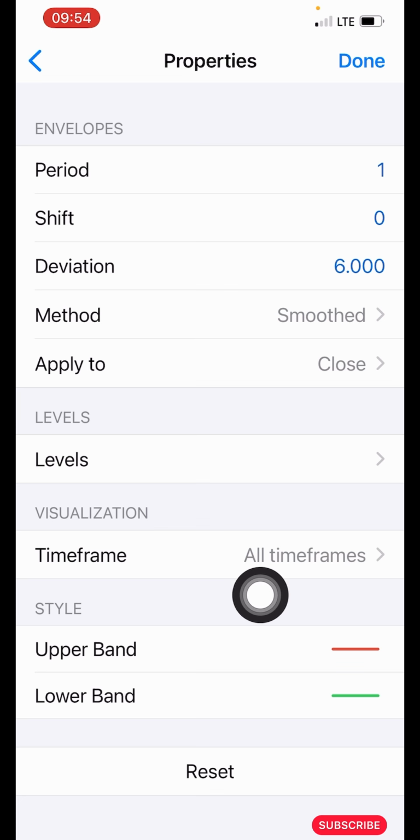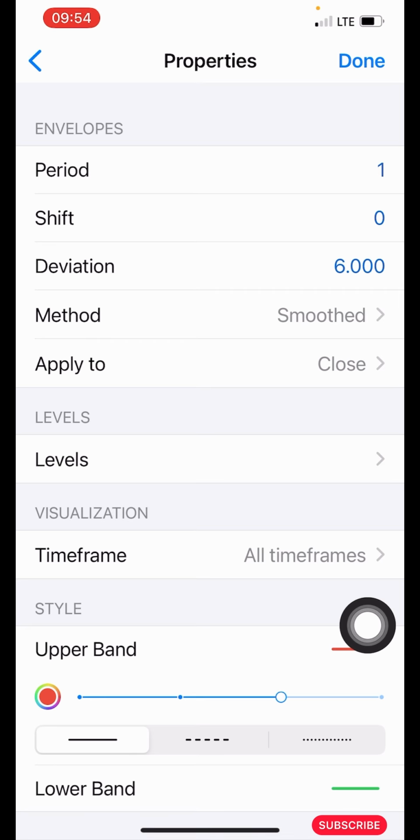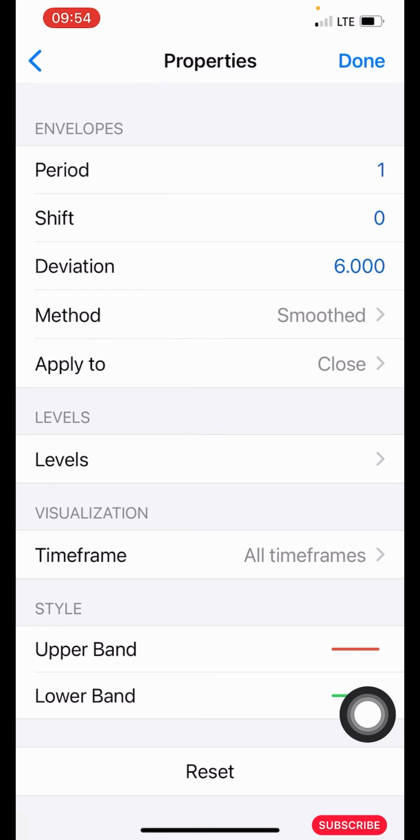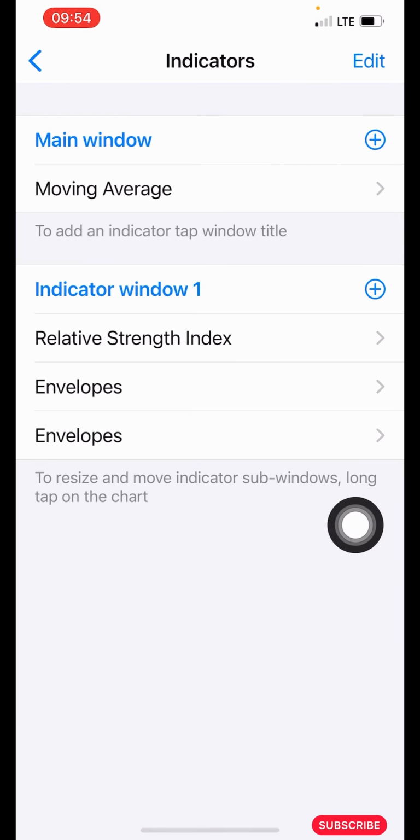Now under the style, the upper band, you make it color red, which is going to give you the sell signal, and then the lower band, you make it color green, which is going to be giving you the buy signals. After that you click on done. That's it for the first envelope.